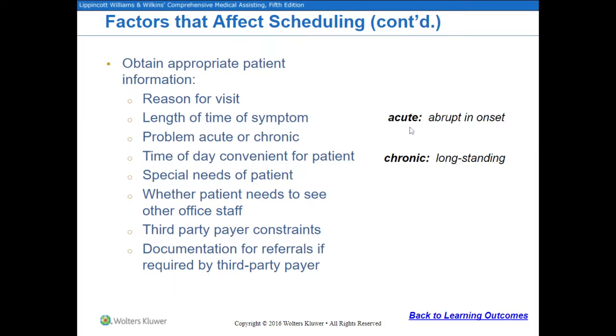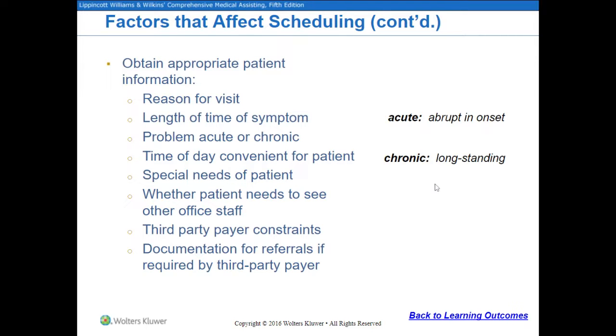Let's talk about the difference between an acute problem and a chronic problem. An acute problem is something that just happened all of a sudden. So if a person has acute chest pain, that means it just came on all of a sudden. Chronic means that it's long standing. So let's say a person has chronic high blood pressure. That means they have long standing high blood pressure. It's ongoing.